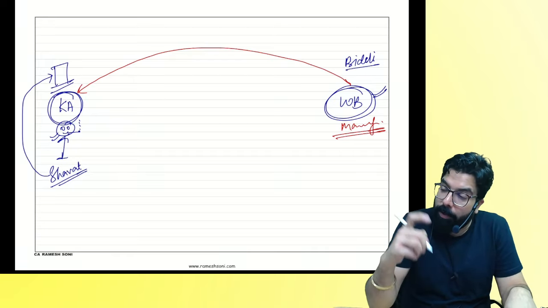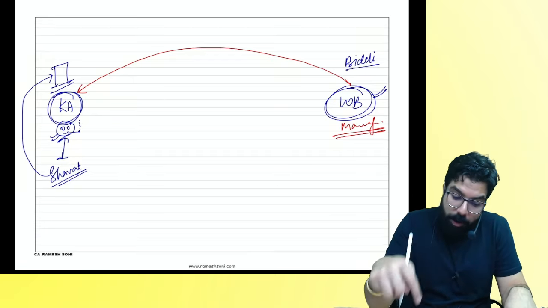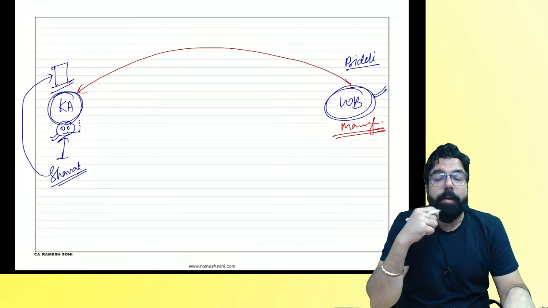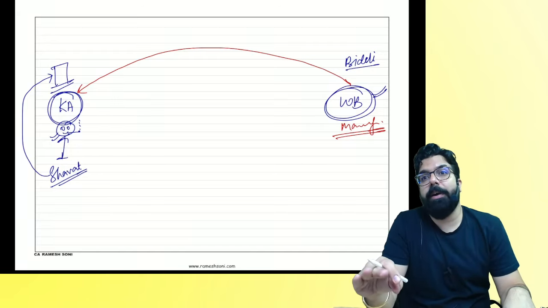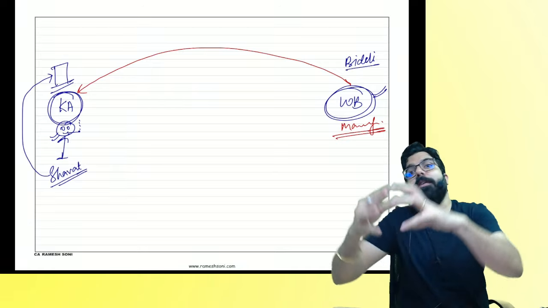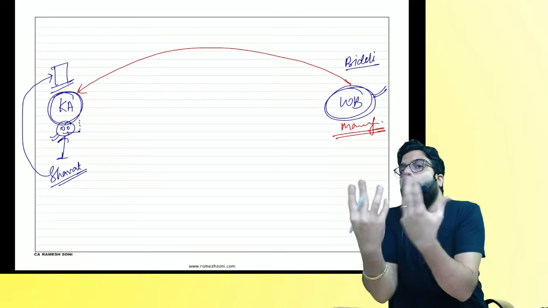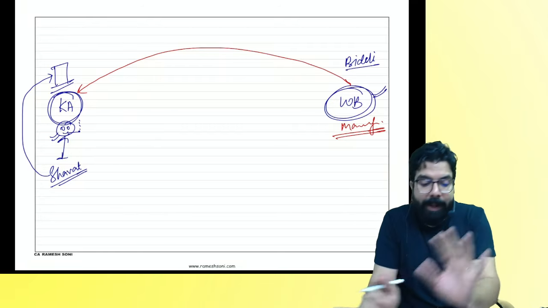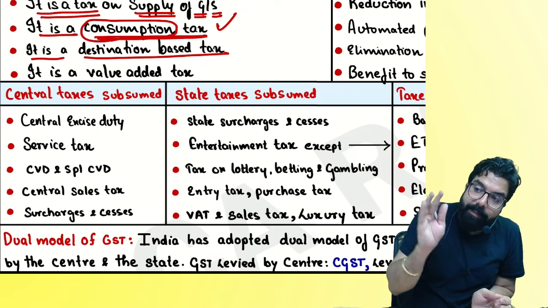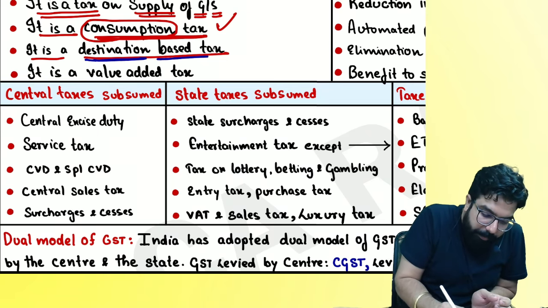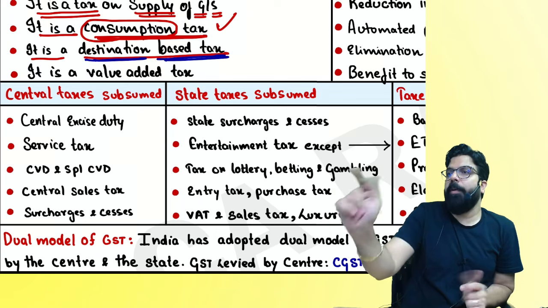Now you tell me one thing. Which government will need more money? Karnataka government or West Bengal? Karnataka. So it's an established principle that wherever the consumers are more, that government will need more money. Do you guys agree with me? And hence, they have believed that taxation should always be what, everyone? Destination-based.